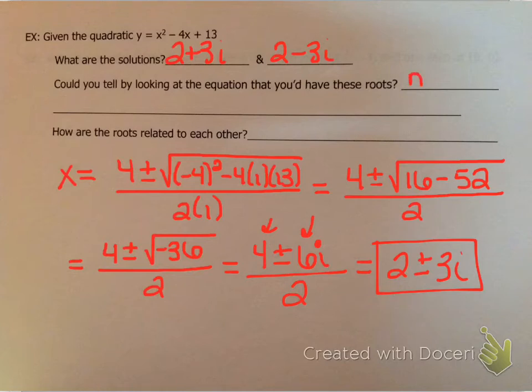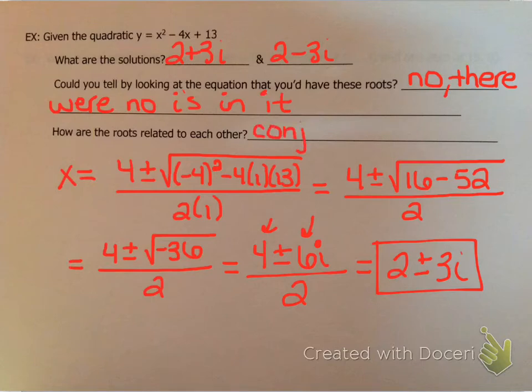And this is kind of an ambiguous question, I know that, but what I'm looking for is that when you looked at the original equation, there were no imaginary numbers in it. And so there's no way to just look at an equation and know if it's going to end up with complex or imaginary solutions. So there were no i's in it, and there's a reason for that. We're going to talk about that not until much later in our polynomial unit, but this is something you've seen before. These two particular solutions are called conjugates of each other.